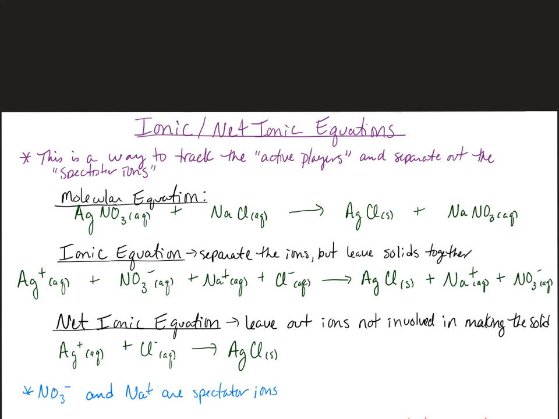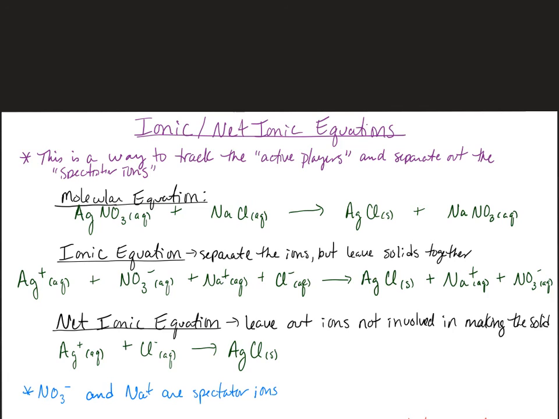Okay. So next I want to talk about ionic and net ionic equations. So this is a kind of way to track what your active players are in a reaction and separate out things that are called spectator ions. Now, spectator ions is an actual term, believe it or not, but they are what they sound like, and that is they're things that are just watching the reaction take place but not involved in it taking place itself.